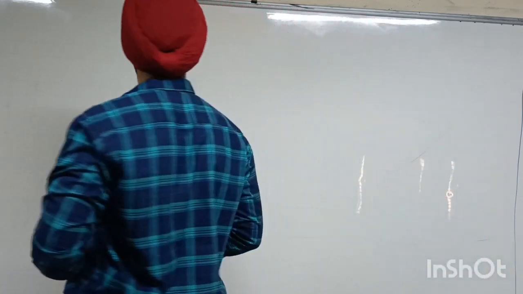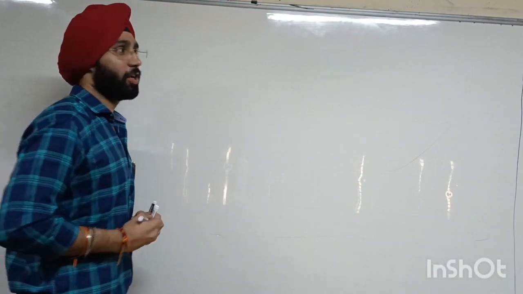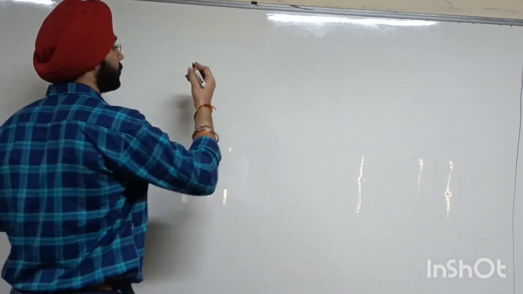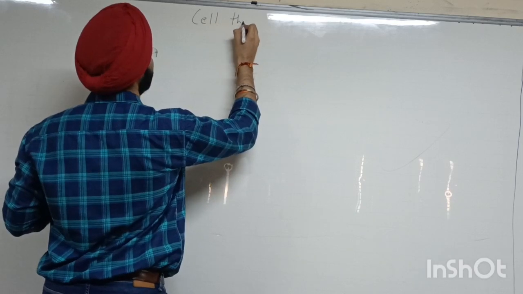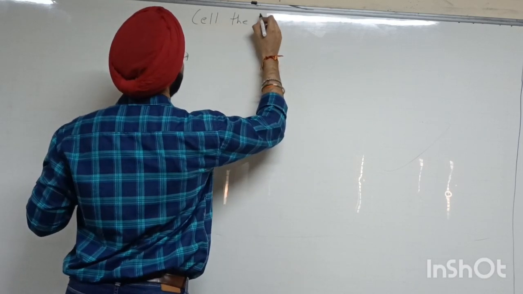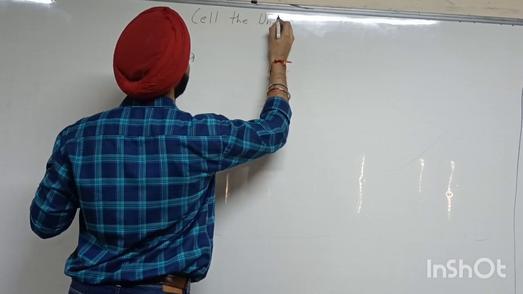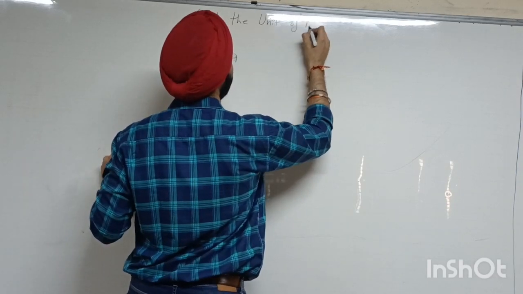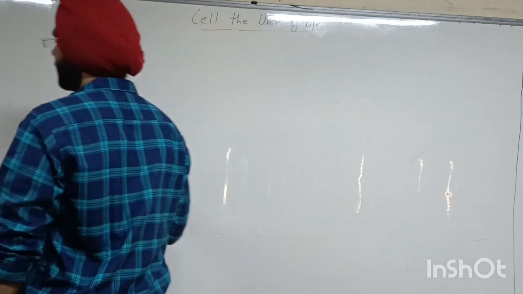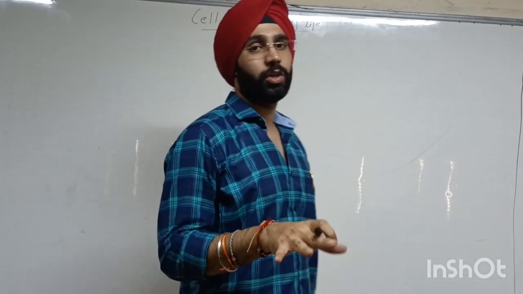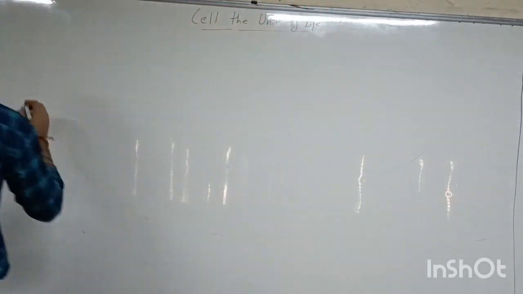So the remaining topics in this chapter: first we need to write the heading, Cell, the Basic Unit of Life. As you can see, I've written the heading. Now, the topics in today's lecture we are going to cover are as follows.